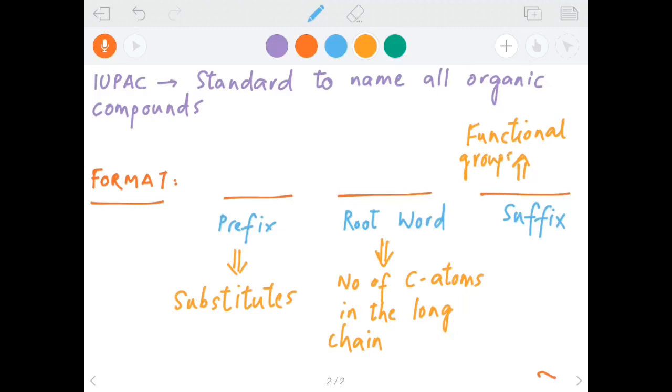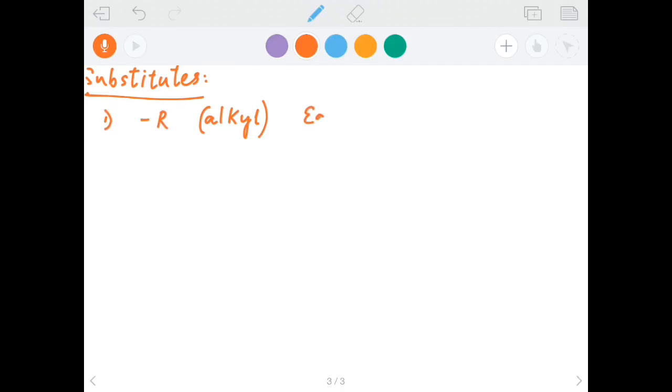Alright, so let us understand each one in detail so that you're in a position to appreciate and understand the topic much better. First, let us understand the meaning of substitutes. Substitutes are anything that are attached to the carbon chain, and there are several examples of what it could look like. The most common thing is represented by R and is known as the alkyl group. And under alkyl group, you have several groups that can be used.